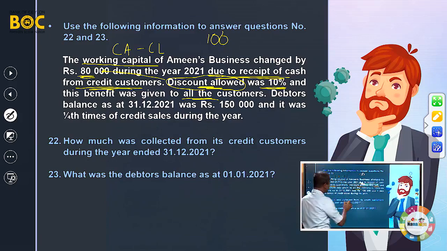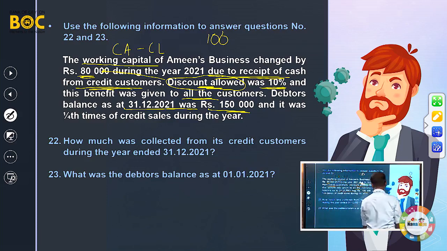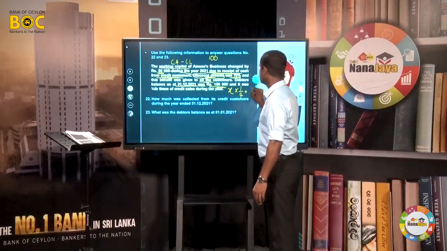The debtors balance as at 31st December is 150,000, and this was equal to 1/4 of credit sales. Right? If the credit sale was X, that into 1/4 equals the debtors balance.